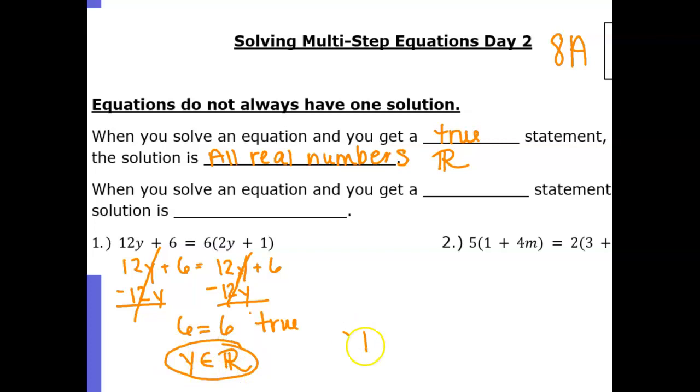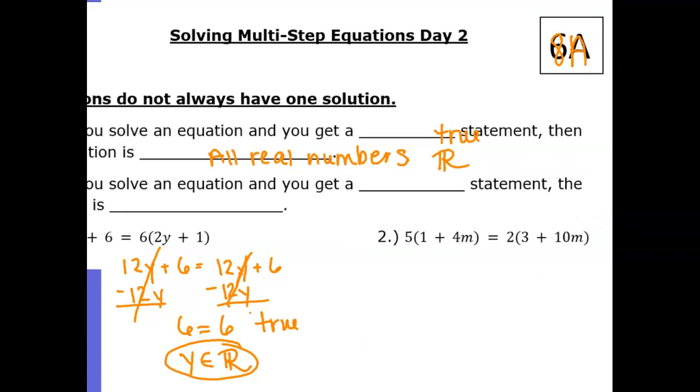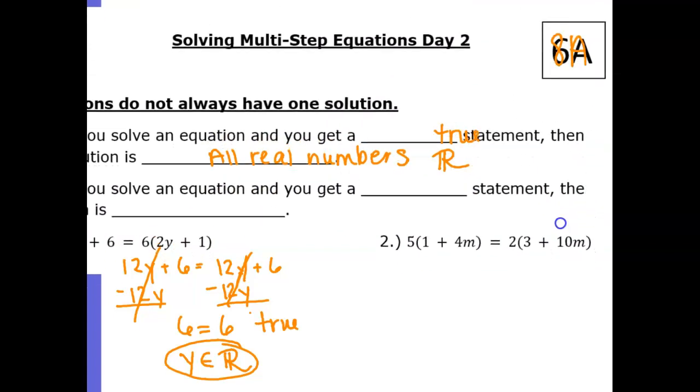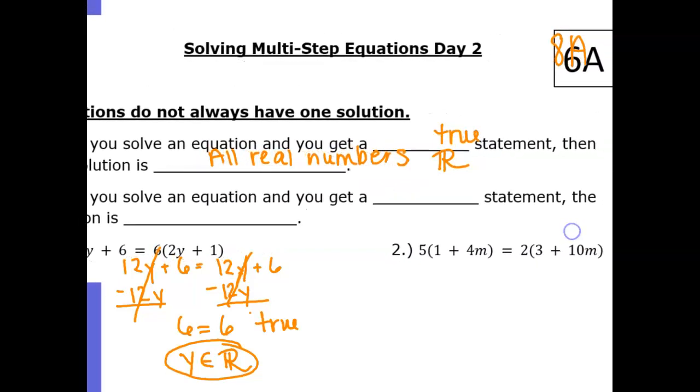So if we looked at example number 2, let me move this over. It's kind of scrolled over a little bit. Let's move that over. So when we distribute number 2, let's pull that up. Here we go. That's looking kind of funny. There we go. Let's just look at the example. We got 5 plus 20m equals 6 plus 20m. So I distributed. Now, when I move the variable to one side, we subtract 20m from both sides.